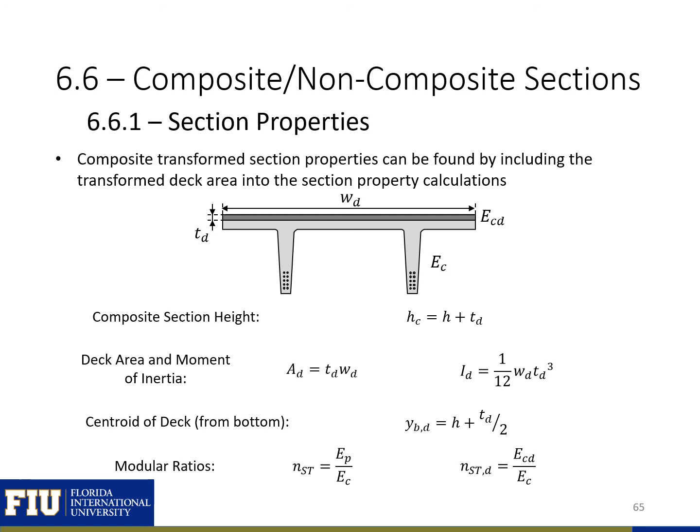The first thing that we need to do is find our different deck properties. We can find our composite section height by adding our beam height plus our deck thickness. We can find our deck area and moment of inertia just by taking the thickness times the width of the deck and using our BH cubed over 12 equation for the deck here, remembering that our thickness is our H component. And then we can find the centroid of the deck from the bottom by taking the beam height H plus half of the topping thickness.